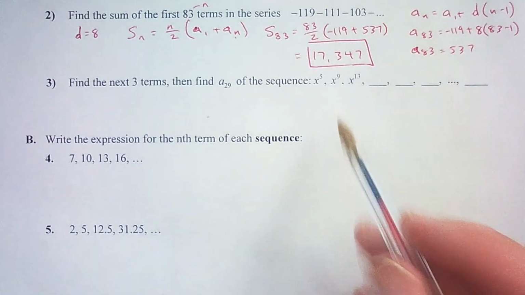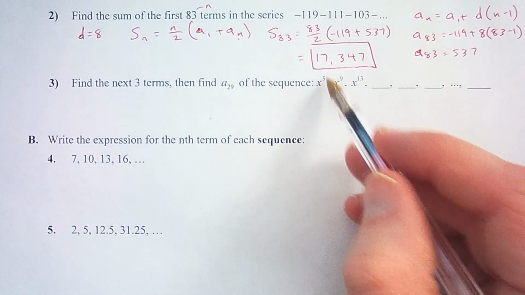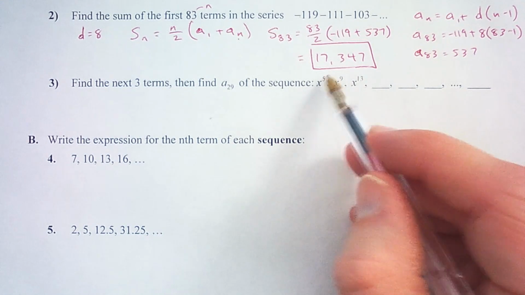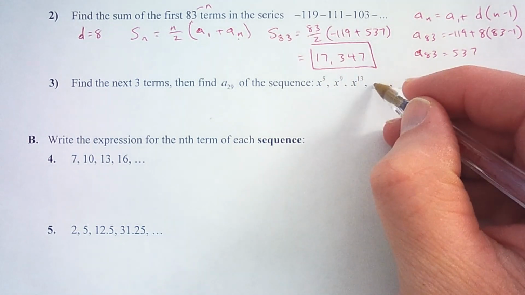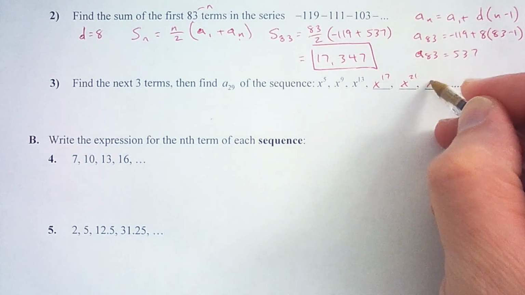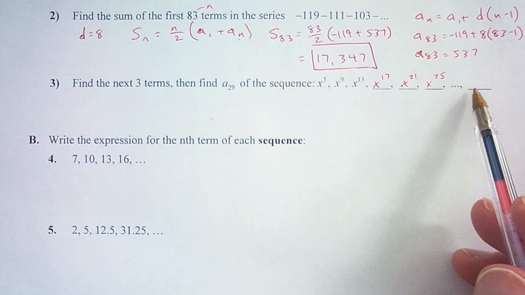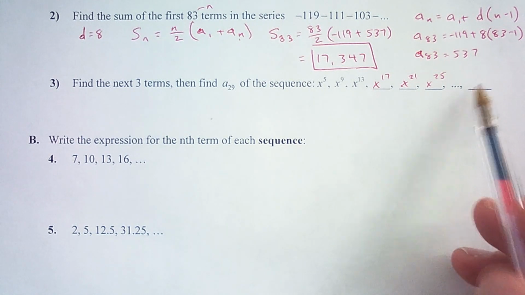Next, we are finding the next 3 terms and then the 29th term. So in this sequence, we have x to the 5th, x to the 9th, x to the 13th. That exponent is going up by 4. So then we have x to the 17th, x to the 21st, and x to the 25th power. Okay, but what about the 29th term?